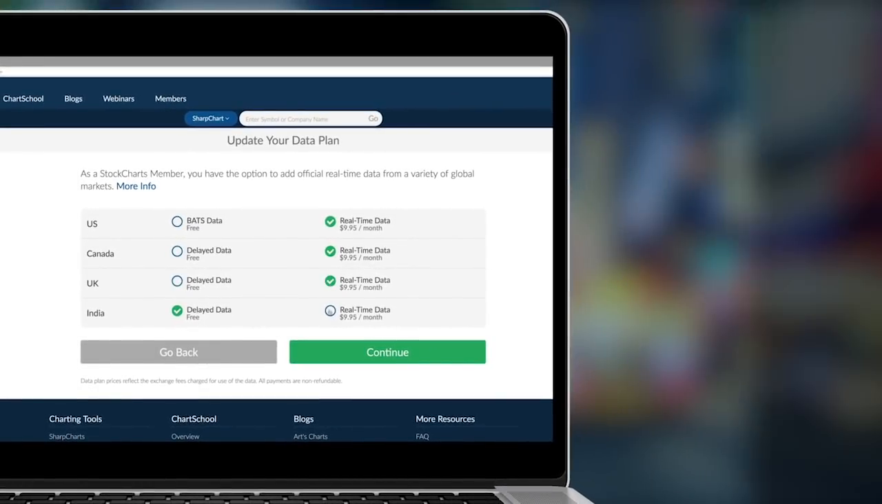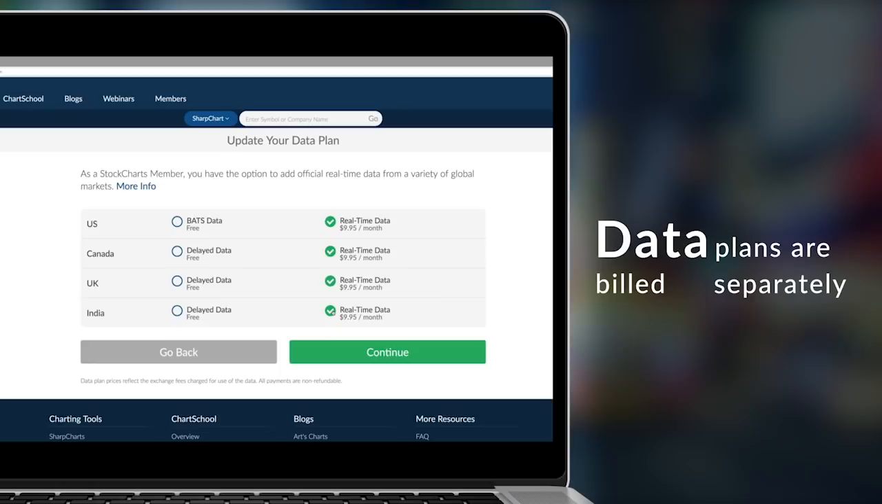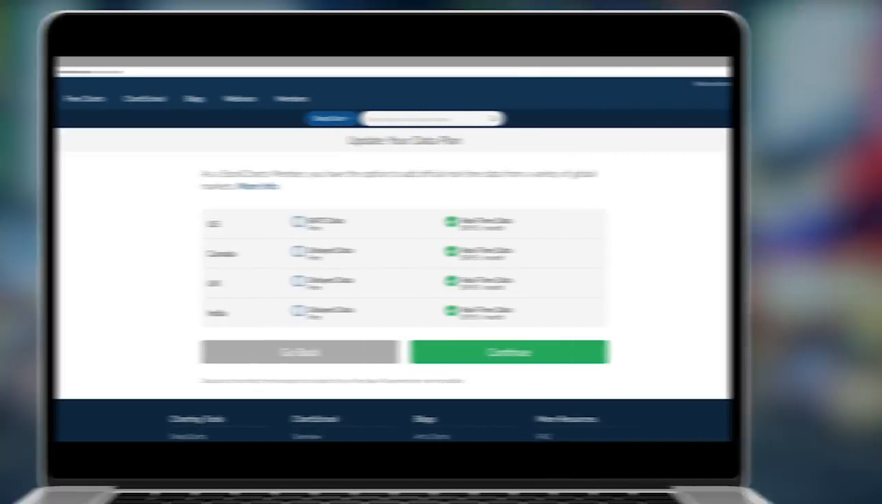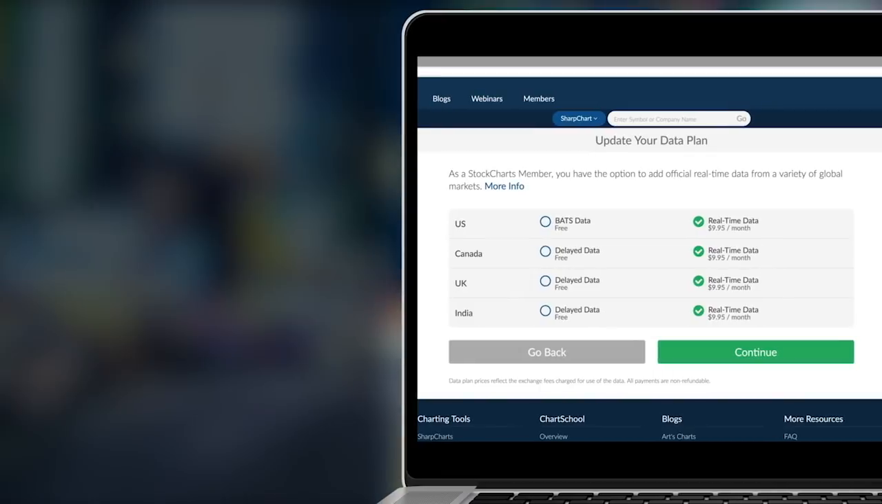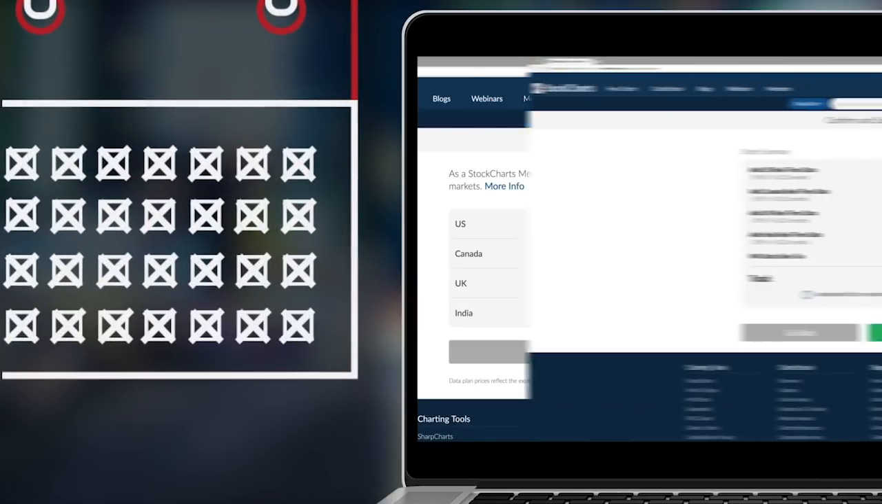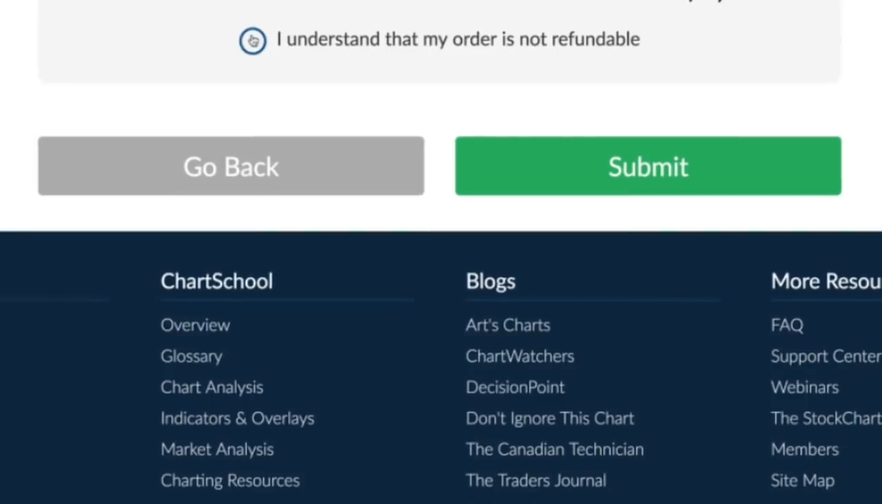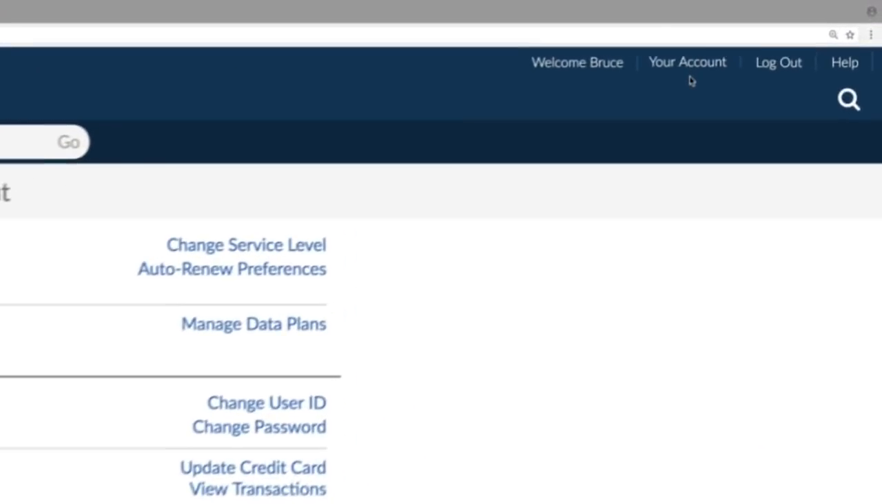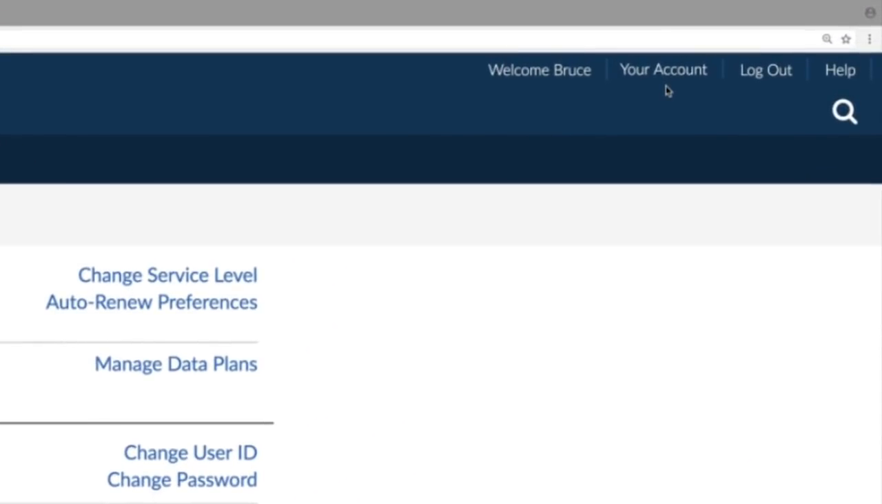Keep in mind that all real-time data plans are billed separately from your service level subscription and always on a monthly basis. Unless removed from your account, data plans renew automatically at the end of each billing month. If you do choose to remove a plan, the change will take effect at the end of the month. All data plan charges are non-refundable. To explore all our data plans and update your preferences, visit the Your Account page.